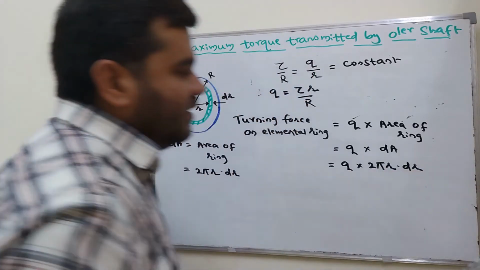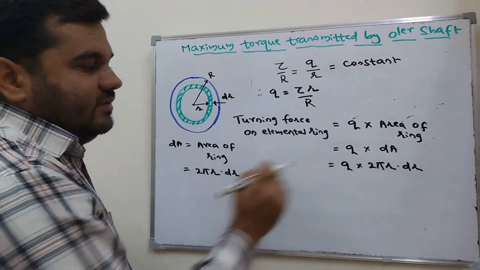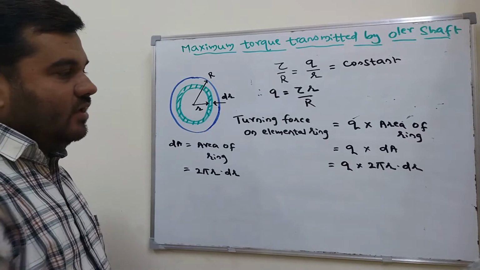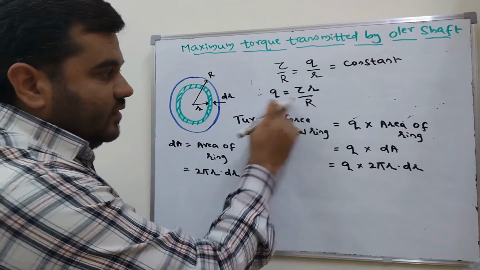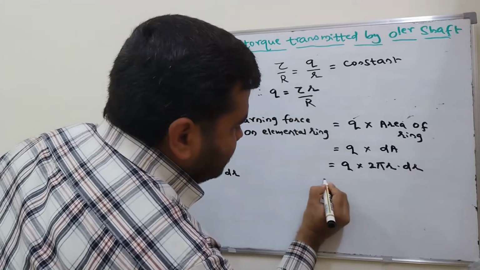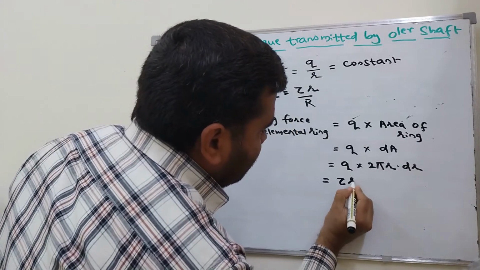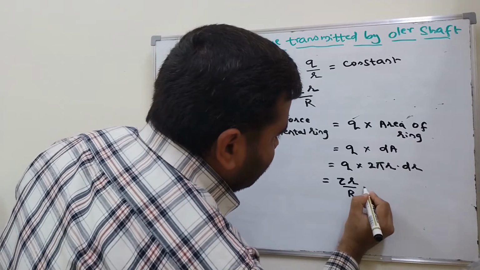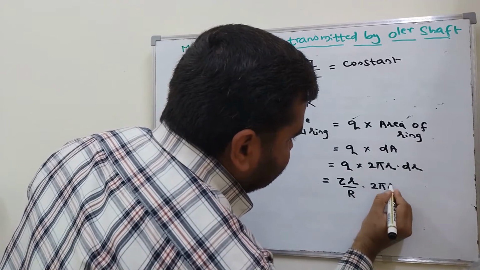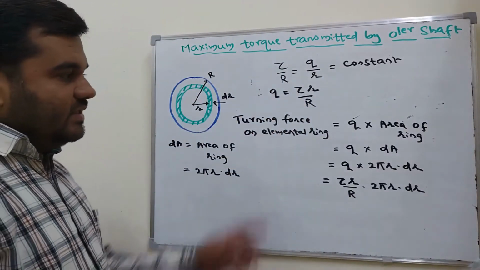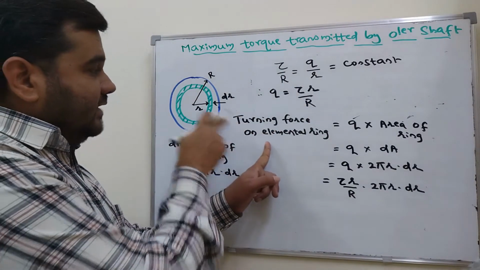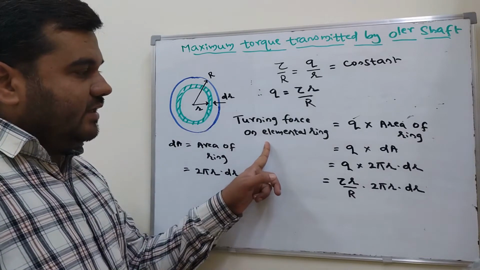This is the area, and this is the shear stress on the elemental ring. So what is the shear stress q on the ring? Substitute this value here: this will be equal to tau into r divided by R, into 2 pi r into dr. So this is the turning force generated on the ring.